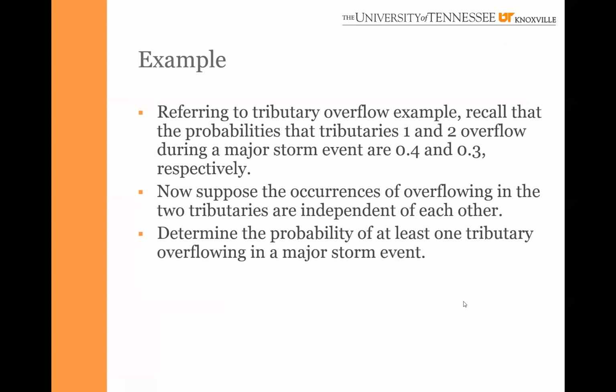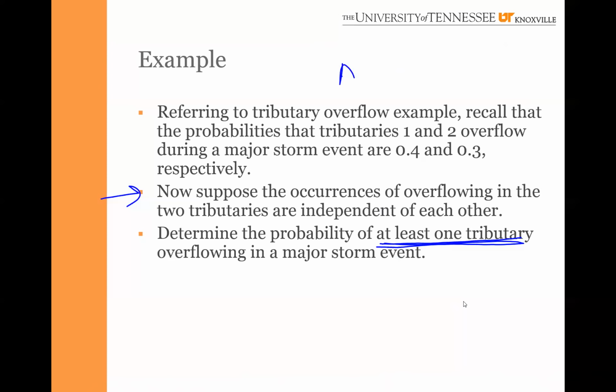Okay, so in the tributary example, let's say I'm rewriting the question. So I have tributary A and B overflowing with 0.4 and 0.3, right? Now, suppose this is the case. Suppose the occurrence of overflowing in the two tributaries are independent of each other. Now I want to determine the probability that at least one will overflow. Again, at least one. In terms of our notation, what is that?